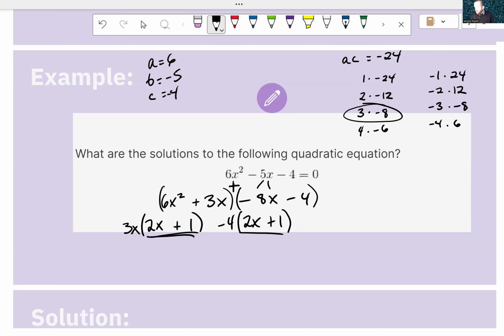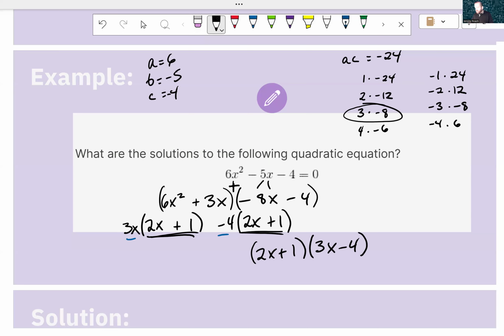Now we merge these two together. And then this becomes a binomial as well. And now we're multiplying these together. And we're left with that.